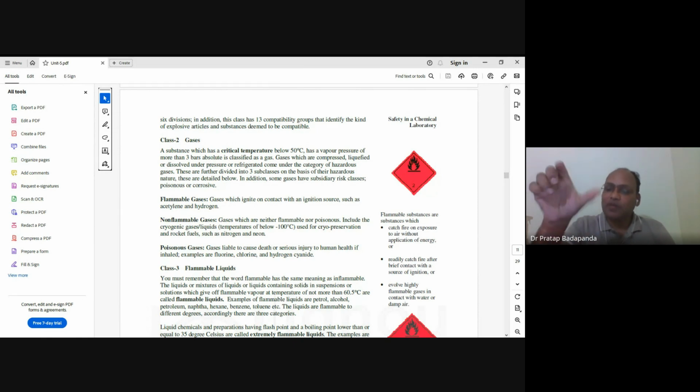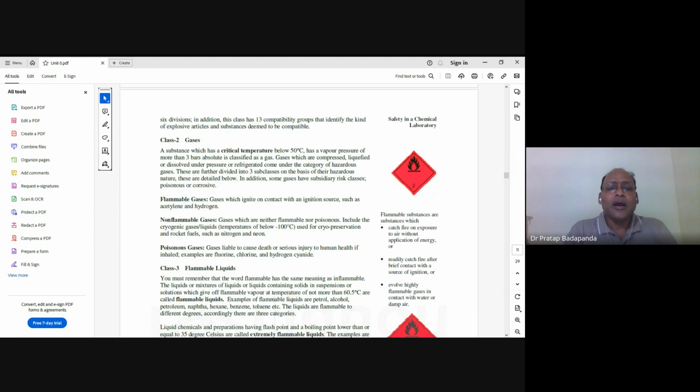So before using the chemical you have to read the tag and see the picture on the container. This kind of picture will be there for highly flammable substances. Then flammable gases, which ignite on contact with an ignition source, such as acetylene and hydrogen. If acetylene and hydrogen gas are there and your Bunsen burner is working, there might be an explosion.